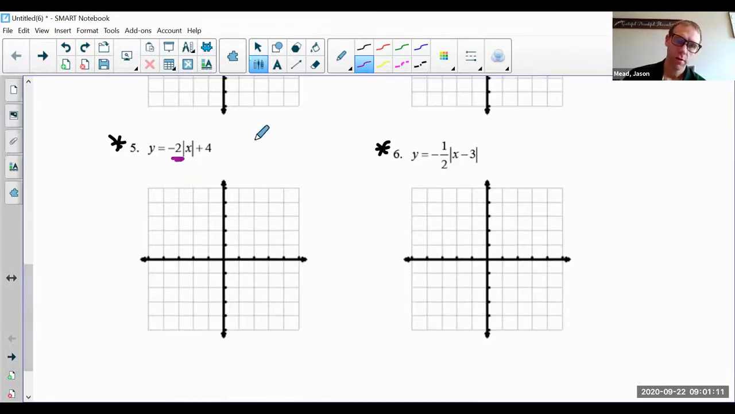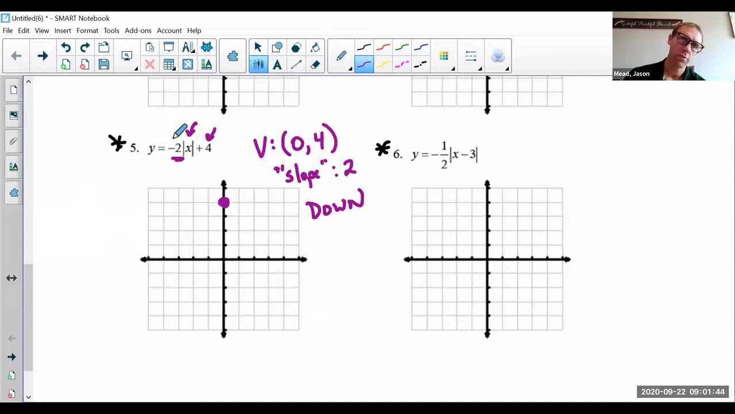Okay, so we'll do 2 more. In this case, the vertex, there is no left or right shift because it's just absolute value of x all by itself. And then the y moves up 4. There's an up or down shift of 4. So 0, 4 is on the graph. Then I have the slope. It's not really technically a slope, but that's kind of how we'll think about it. The slope is 2, but it opens down because we have a negative 2 out front. So it's going to look something like this.